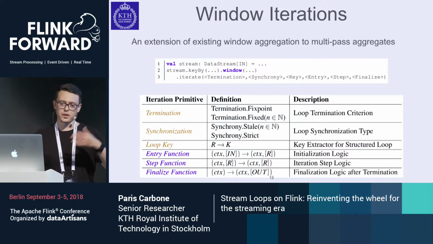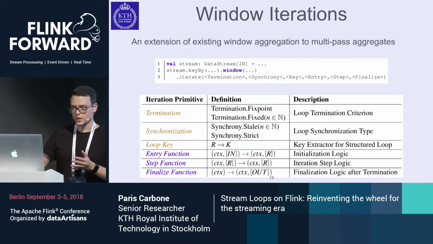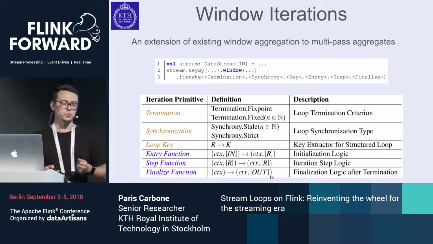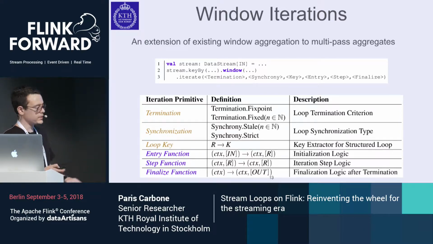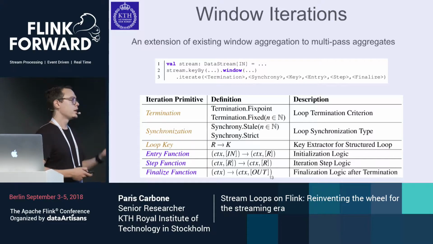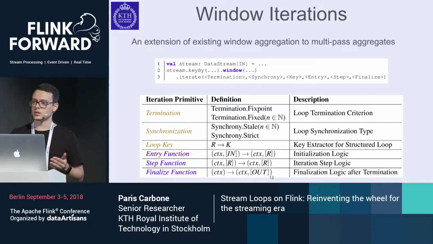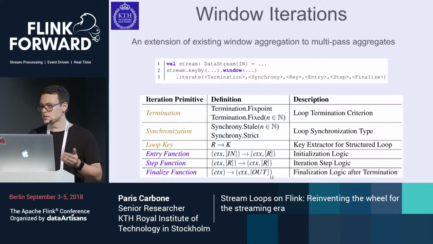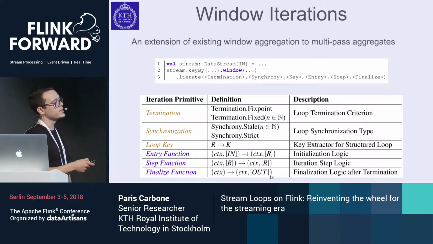How we want our parallel task instances to synchronize the step computation. As you know, the bulk synchronous model adopts a strict synchronization model. Otherwise, you can also allow some kind of staleness across parallel tasks. And this is described as stale synchrony.